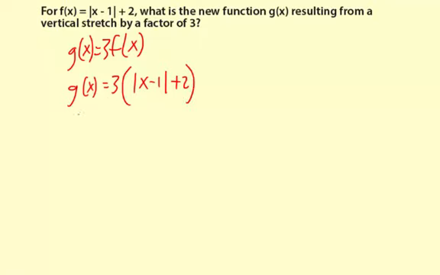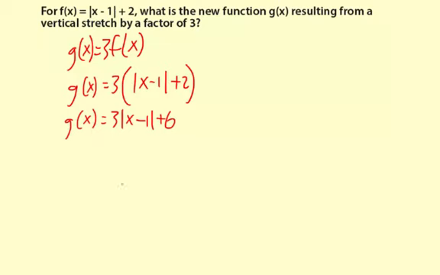So then I'll simplify this just a little bit. g of x equals 3 absolute value of x minus 1, then plus 6. So I distributed the 3 to the absolute value symbol and also to the 2. Now don't distribute further here, you're done.